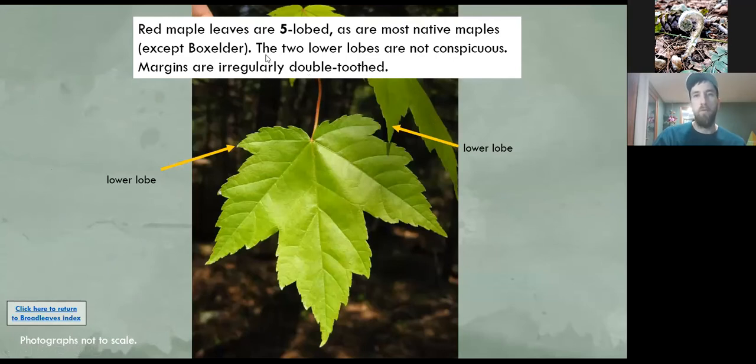So most of our maples here tend to have 5 lobes, but one conspicuous thing about the red maple is the 2 lobes, or the lower lobes closest to the petiole, that stem that attaches the leaf to the twig, tend to be really reduced or not conspicuous. And it tends to have a fairly aggressive serration on the leaf margin compared to, say, sugar maple.